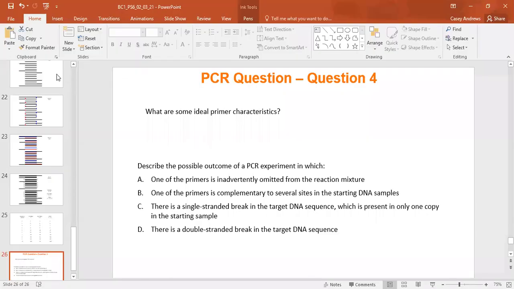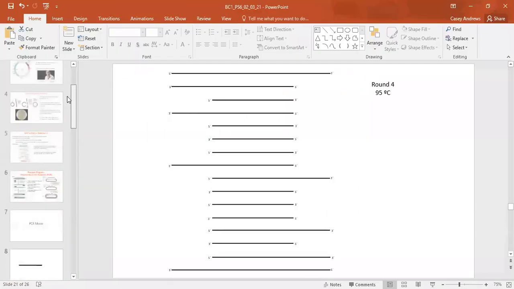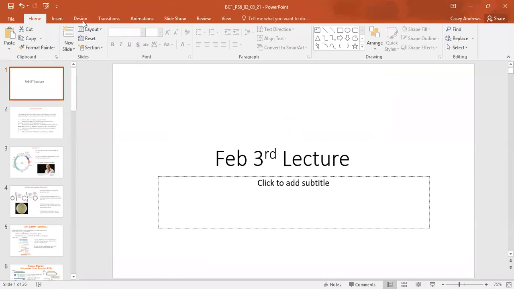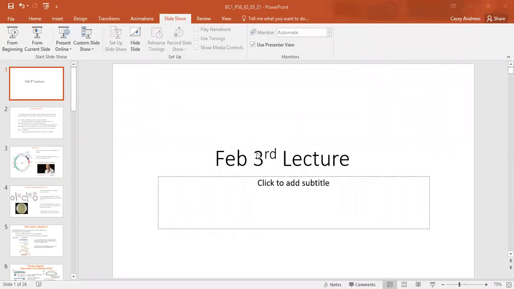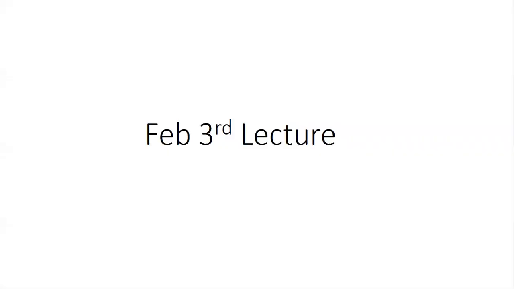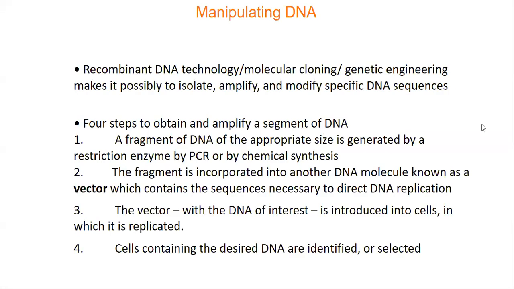And today's topic, as you can already see, is we're going to talk about how to manipulate DNA now. So on Monday and Friday, we talked about the characteristics of DNA. Let's see how biochemists can use DNA to do different things in the laboratory. And when we talk about manipulating DNA, there's basically four steps that we'll go into detail.